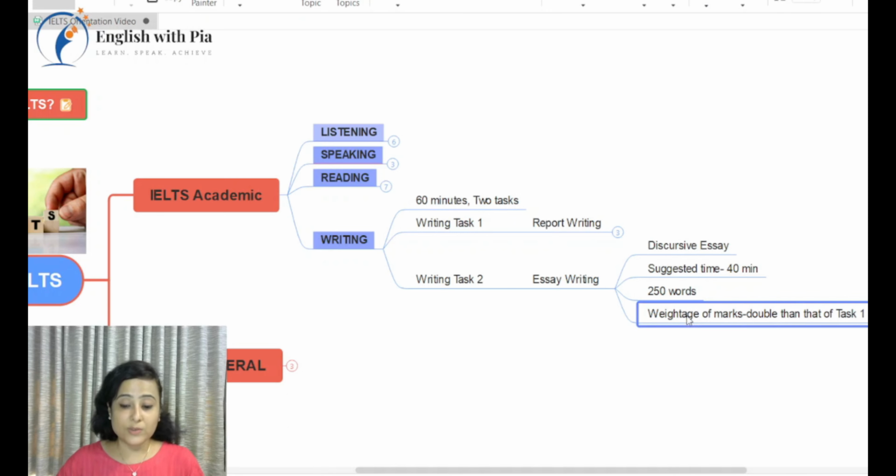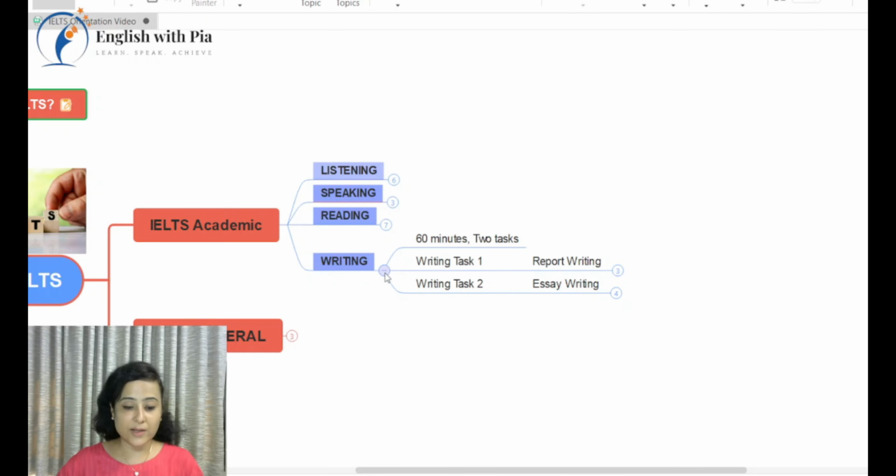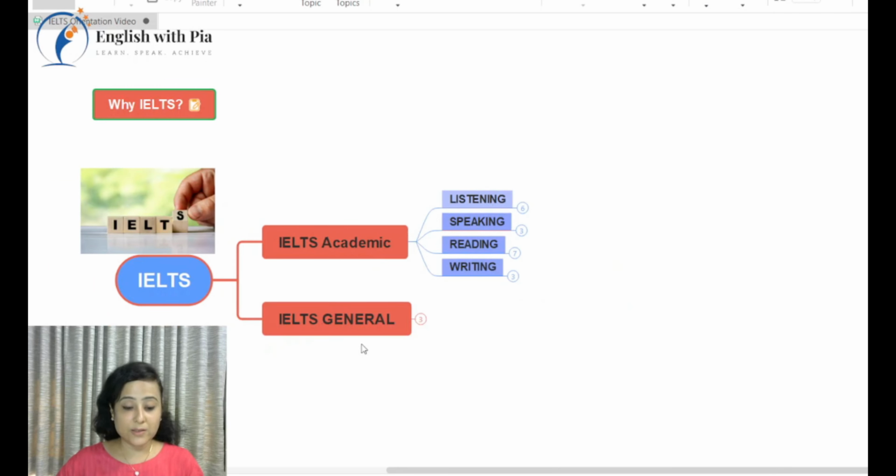Now, this is very important: the weightage of marks in writing task 2 is double that of task 1. All right, that means you, of course, need to give more importance to task 2, because you just can't take 30 minutes for your writing task 1 and give only 30 minutes for your essay writing, because there you are compromising on your essay, and it could result in you writing fewer words.